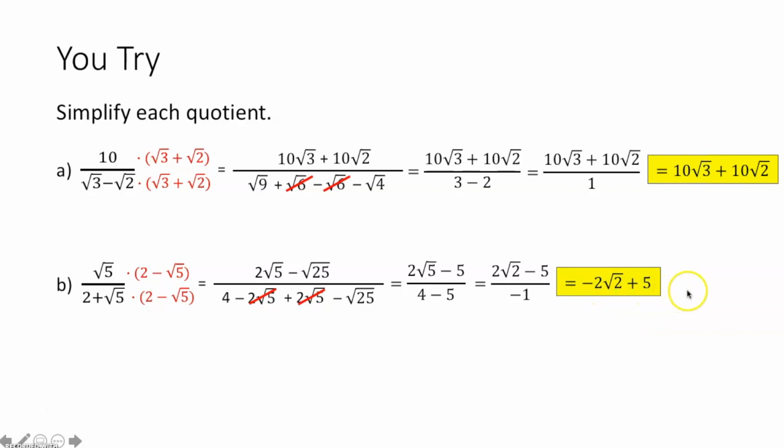You usually want your radical to come second, so you can rewrite this by flipping these two and just making it 5 minus 2 rad 2. Again, either of these are correct, but this is usually the proper form to put it in.